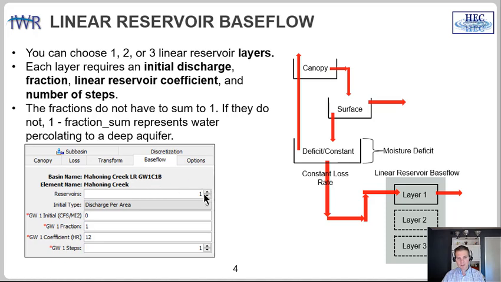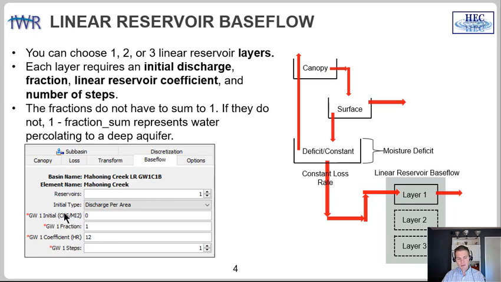Right now in this figure I've specified one linear reservoir, so you see groundwater 1 initial, groundwater 1 fraction, groundwater 1 coefficient, and groundwater 1 steps. You can define 2 layers or 3 layers, and think of those as groundwater layers that stack on top of each other. If you have 2 layers, as you'll see on the next slide, then you can define parameters for each of the 2 layers.